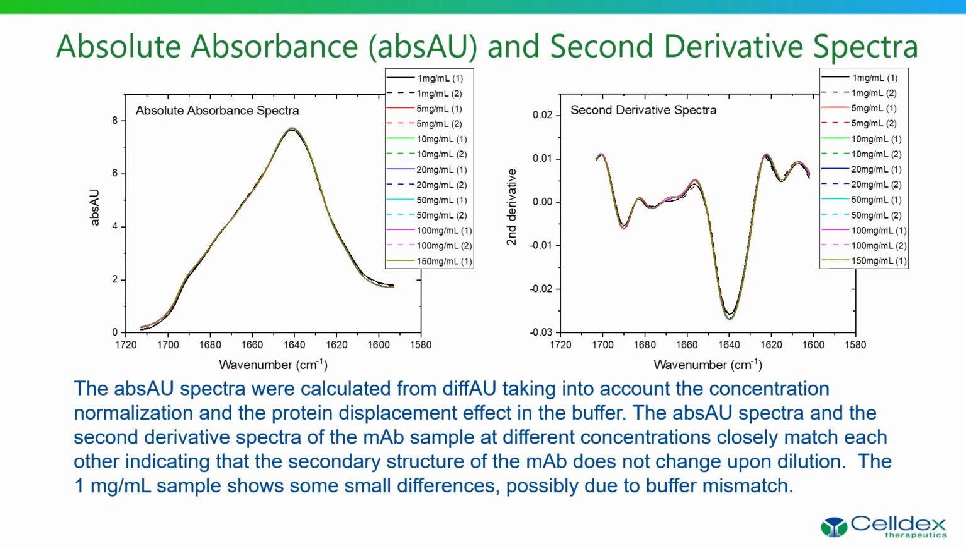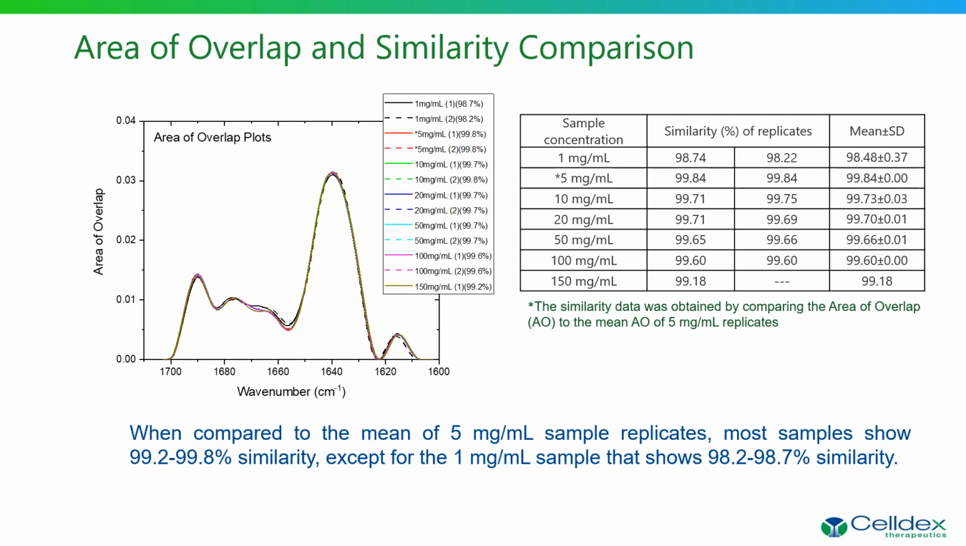Once the differential absorbance spectra I showed a couple of slides ago are normalized for the respective concentrations, they are essentially superimposable. In fact, so are the second derivative spectra, where minor differences could be amplified and where we see a very small difference at the lowest concentration of 1 mg per ml. Continuing with the analysis, we compare the data from the various concentrations against the data from the 5 mg per ml dilution. And the similarity is exceptional, greater than 99%, 99.2 to 99.8%, for all concentrations higher than 5 mg per ml, and actually close to 99% even for the 1 mg per ml concentration.